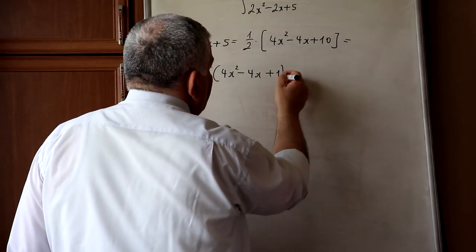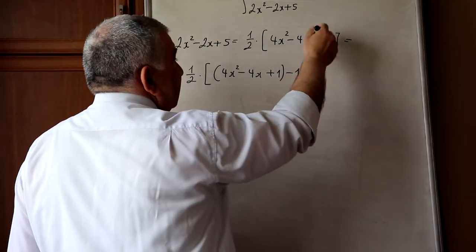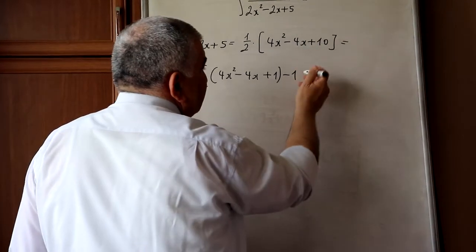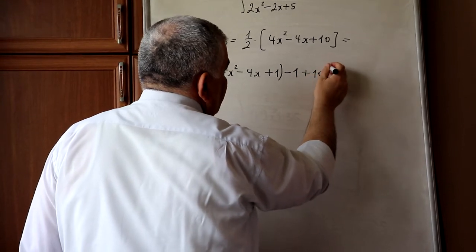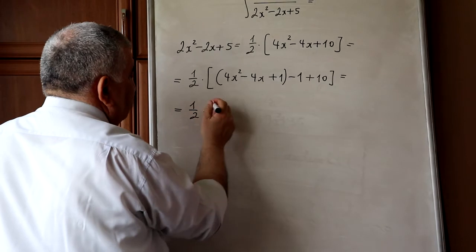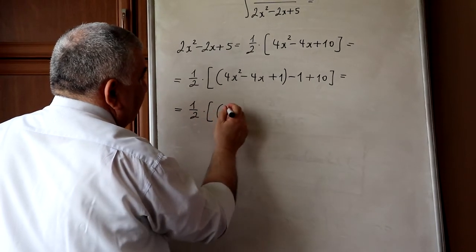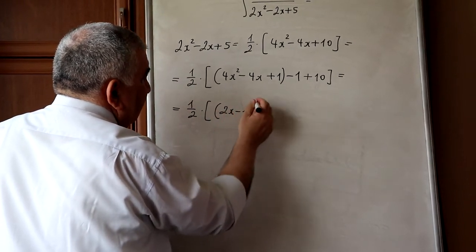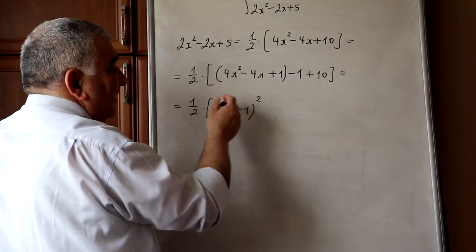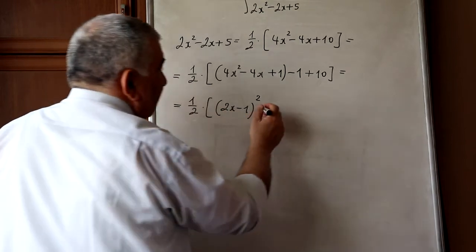Plus 1 minus 1, and add the last term plus 10 equals. Then we have 1/2 multiplied by 2x minus 1 squared. Already we completed the square plus 9.